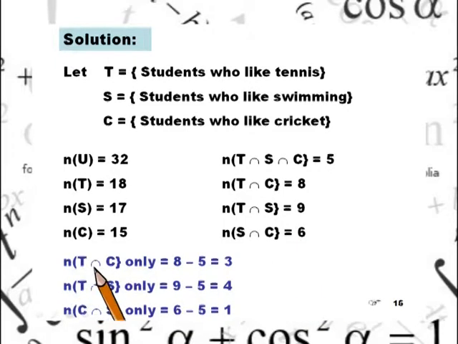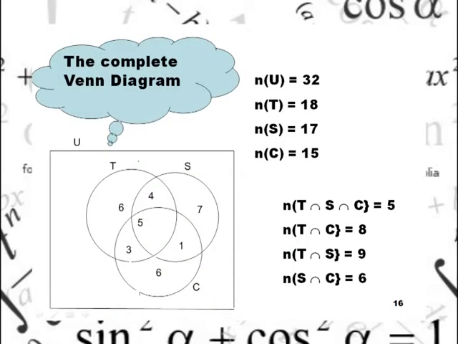Number in T intersect C only equals 8 take 5, which is equal to 3. Number in T intersect S only equals 9 take 5, which is equal to 4. Number in C intersect S only equals 6 take 5, which is equal to 1. The complete Venn diagram.